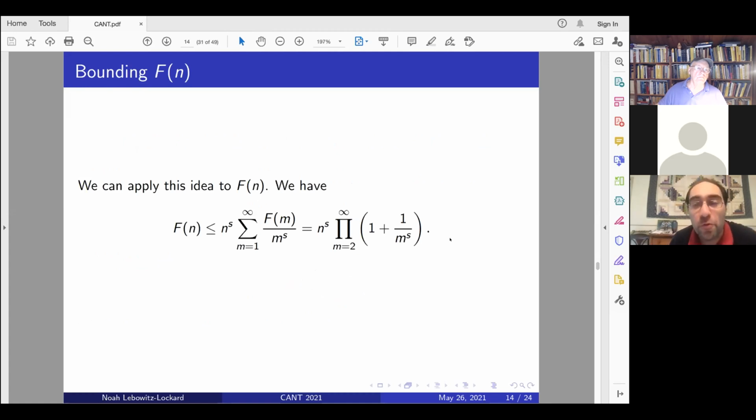Here's what this looks like for big F of n. I'm mainly going to focus on big F of n, which corresponded to factorizations into distinct parts, just because the Dirichlet series is a little bit nicer. Applying Rankin's trick to big F of n gives us this formula, that it's at most n to the s times the product of 1 plus 1 over m to the s as m ranges from 2 to infinity.